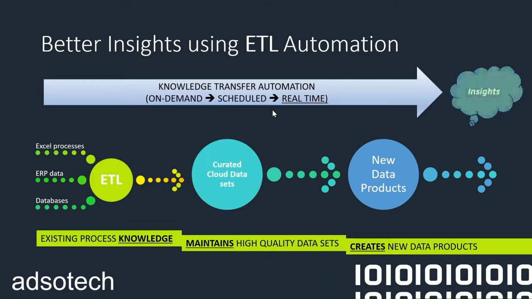We can automate the knowledge transfer all the way to the cloud. This way we can maintain high quality data sets, which result in better new data products. A few words also on the frequency of updates. On the left side, we are dealing with transactional systems. The cloud and new data products are quite often considered real-time, high availability products.